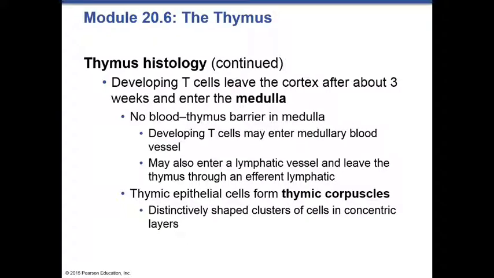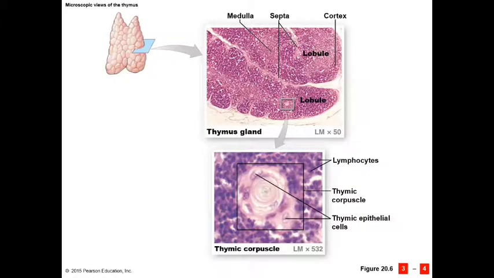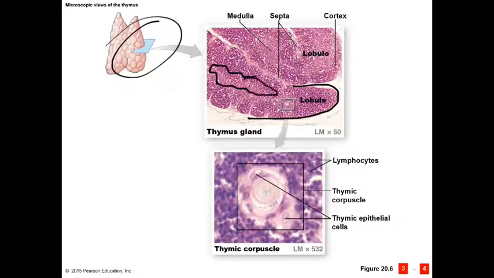After about 3 weeks, in the cortex, the cells will move toward the medulla, and there's no blood-thymus barrier there. Eventually, those developing T cells that have passed their education, passed their screening, will move into the blood vessels and will now be traveling throughout the body, and they'll go to some other organ. So in this micrograph, if we slice through a portion of the thymus, you can see a different lobule here, and there's a center area that is lighter stained, the medullary area. The outer area is the darker cortex.